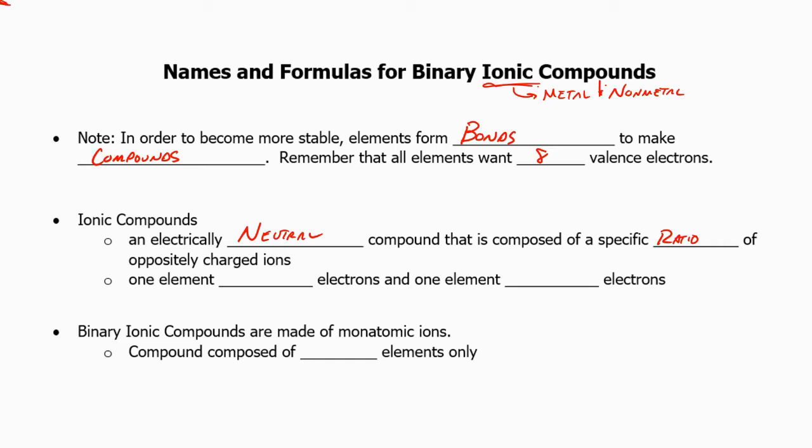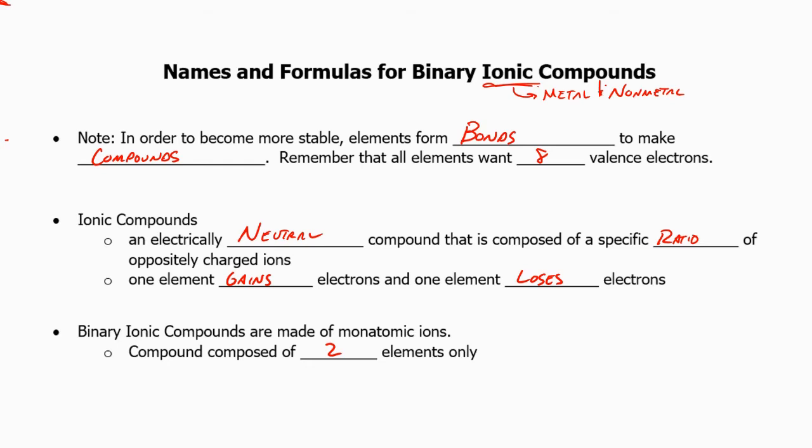Now, the way that this works is that as one element is gaining electrons, the element it's bonding with has to lose that same number of electrons. So if one element gained 2 electrons, the other element it's bonding with had to give up 2. This brings up our first type of ionic compound, known as binary ionic compounds. Binary ionic compounds are composed of only 2 elements. That's the big thing with this.